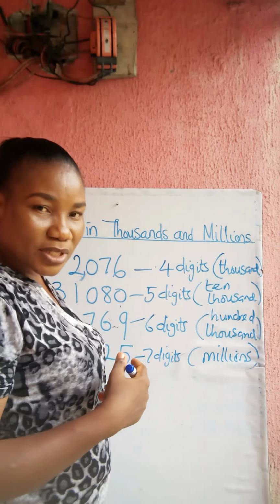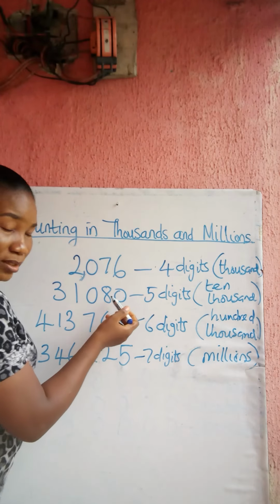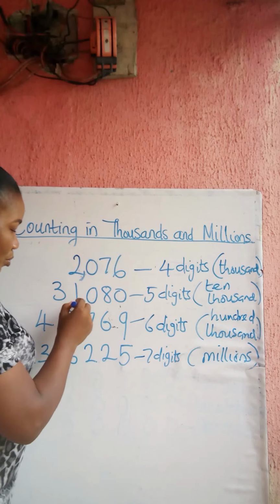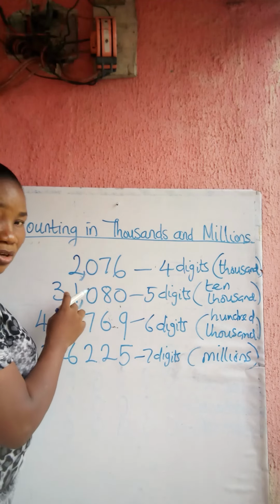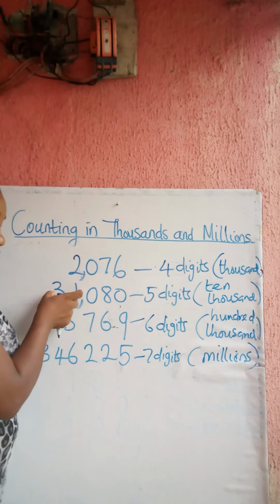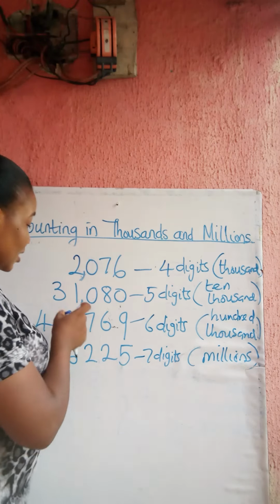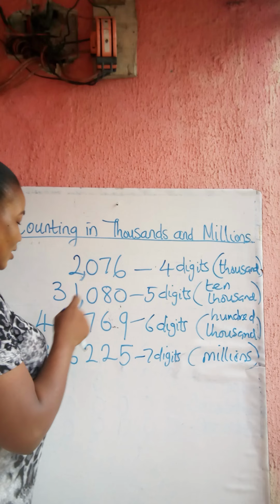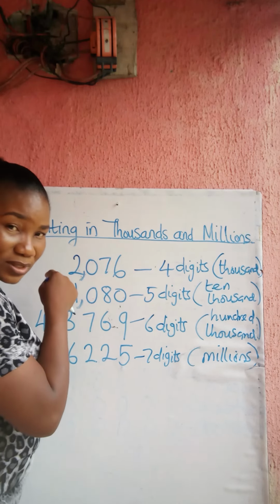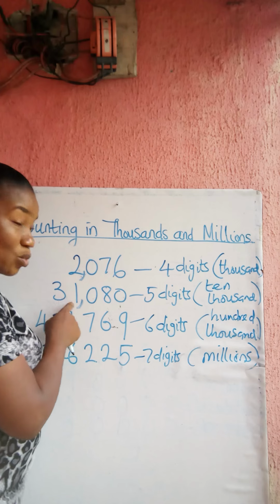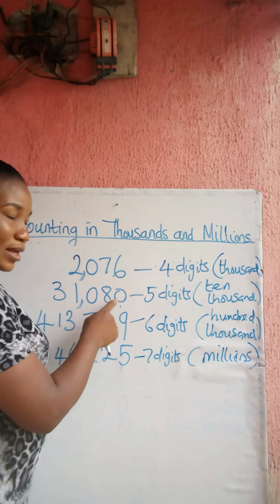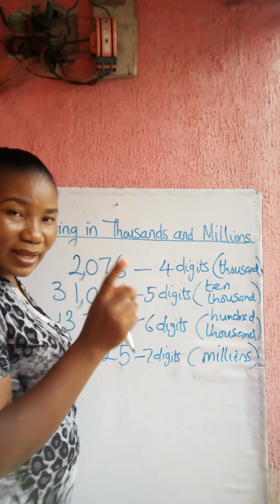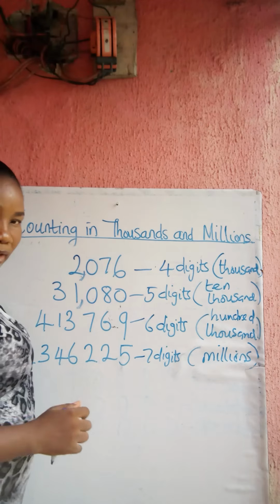2,076. Let's group the second one to see how it is. 1, 2, 3. We put our comma. So if we are to read the second one, we'll read the first 2 numbers as one group before we read the 3 together. Now let's read it. 31,080. Let's go again. 31,080.